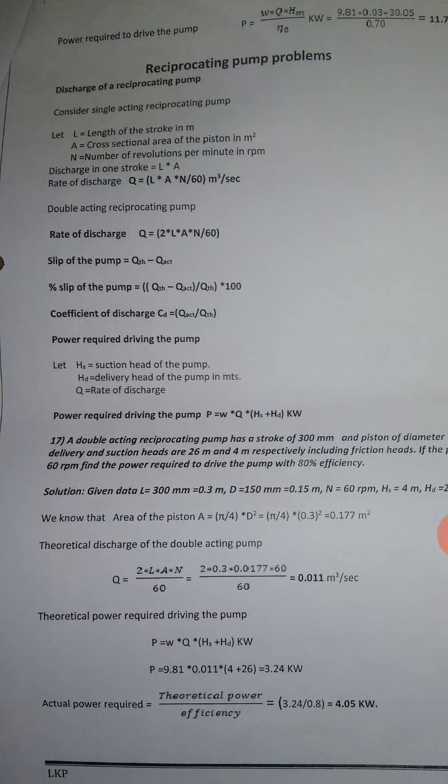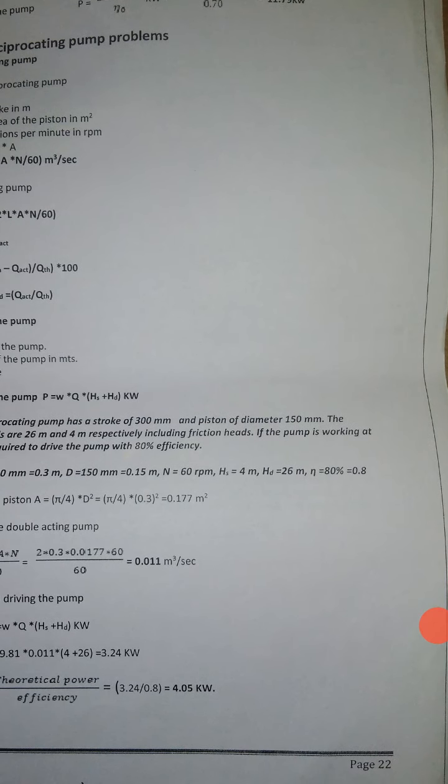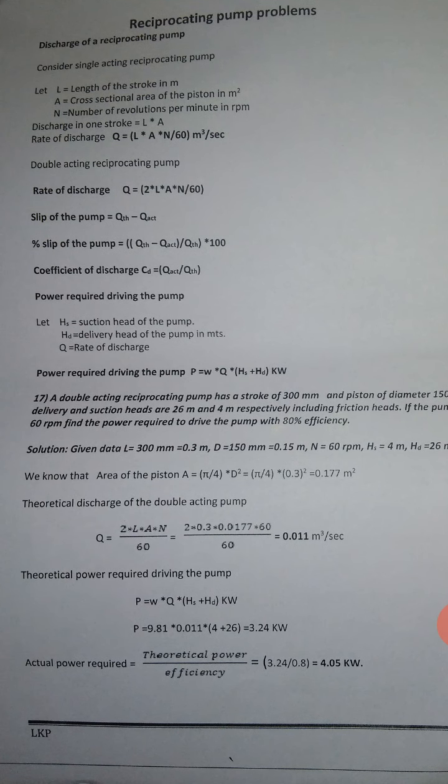The solution: the given data will be L equals 300 mm, that is 0.3 meter, and diameter is 150 mm, that is 0.15 meter, and speed is 60 rpm. HS equals 4 meter, and HD equals 26 meter, and efficiency is 80%, that is 0.8.